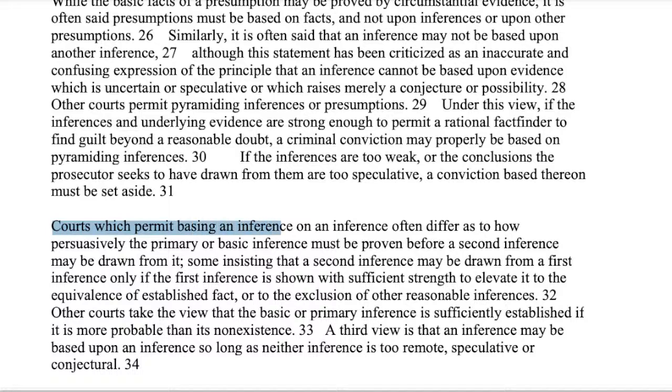Courts which permit passing an inference on an inference often differ as to how persuasively the primary or basic inference must be proven before a second inference may be drawn from it. Some insist that a second inference may be drawn from a first inference only if the first inference is shown with sufficient strength to elevate it to the equivalence of established fact, or to the exclusion of other reasonable inferences. Other courts may take the view that the basic or primary inference is sufficiently established if it is more probable than its non-existence. And then the third view is that an inference may be based upon an inference so long as neither inference is too remote, speculative, or conjectural. So we have three views here.